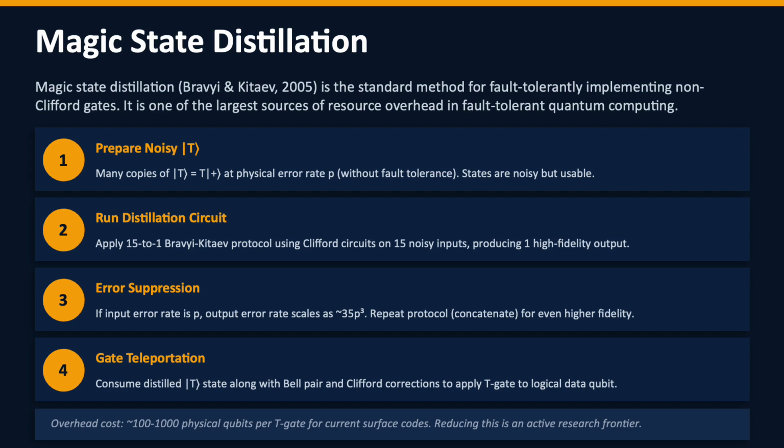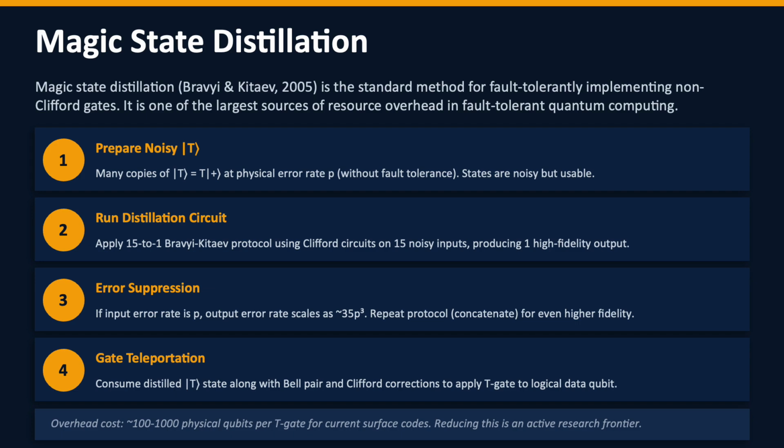Magic state distillation is the standard solution to the problem of implementing a non-transversal gate fault tolerantly, and it is one of the most significant sources of resource overhead in any realistic blueprint for a fault-tolerant quantum computer. The core idea is to prepare a special type of quantum state called a magic state that encodes the missing gate, and then consume that state in a way that supplies the gate to your data qubit without the state preparation needing to be fault-tolerant in the traditional sense.